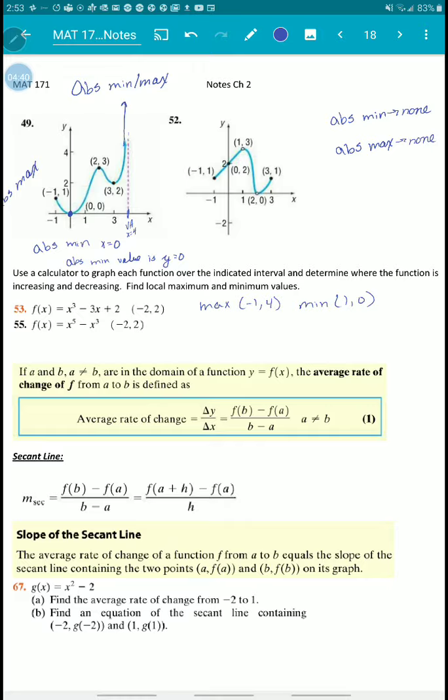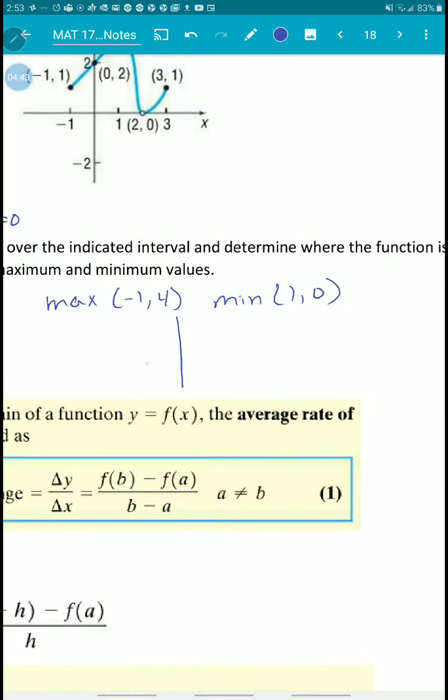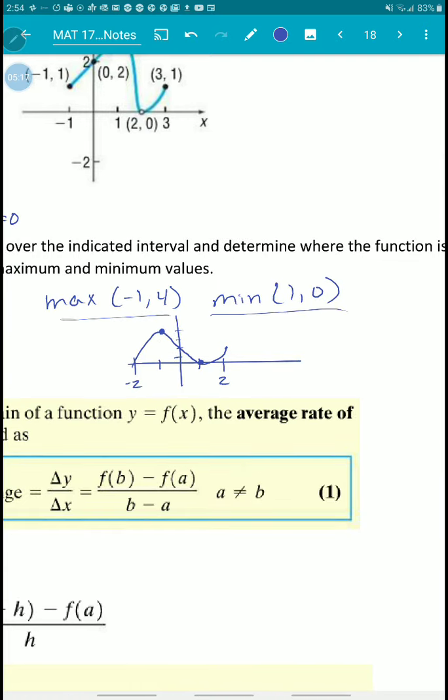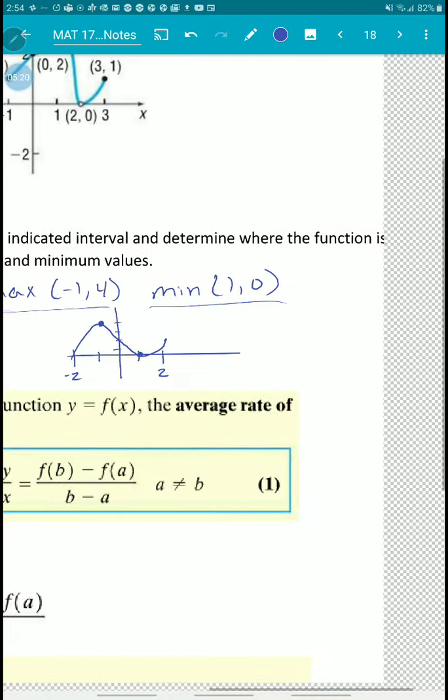So our graph, and I'm going to recreate this here. I'm going to zoom in. So -1, 4 was a maximum. 1, 0 was a minimum. We were looking from -2 to +2. So this graph kind of did something like this. So let's find minimums and maximums. We found the minimum and maximum on the calculator. So we've done part of the problem. Now we need to talk increasing, decreasing.